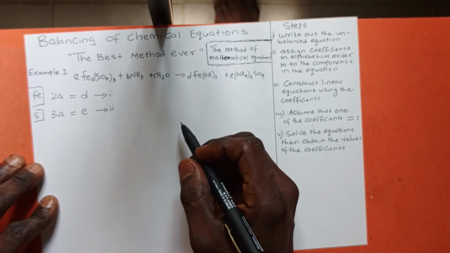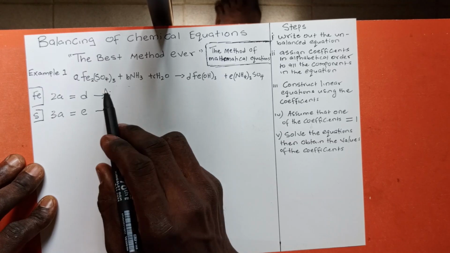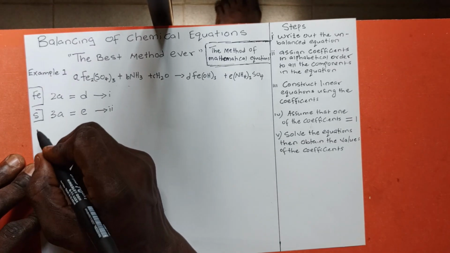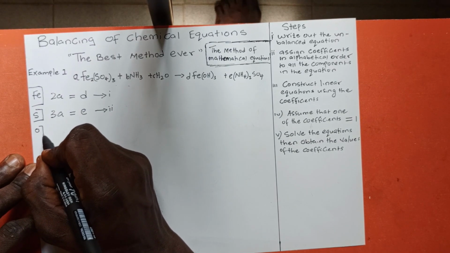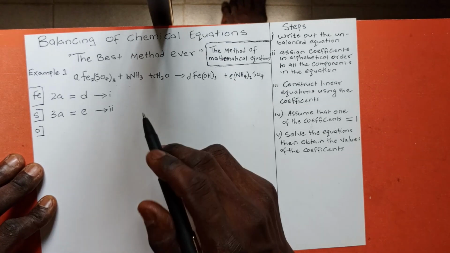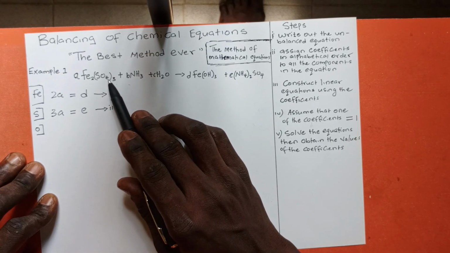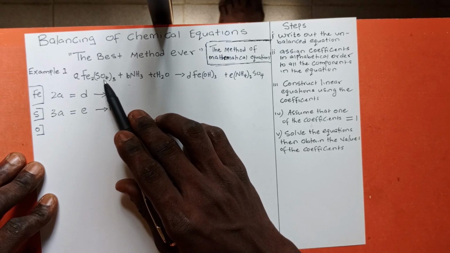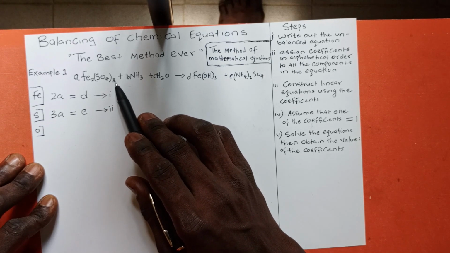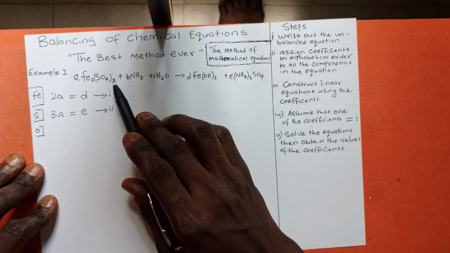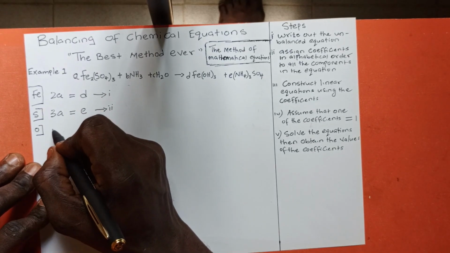Now I'm going to pick out the next element here. I'm seeing oxygen. So I have my oxygen. Here, I have 12 atoms of oxygen, because in the bracket I have just 4, then 3 times 4 is equal to 12. So 12 times A, I have 12A.